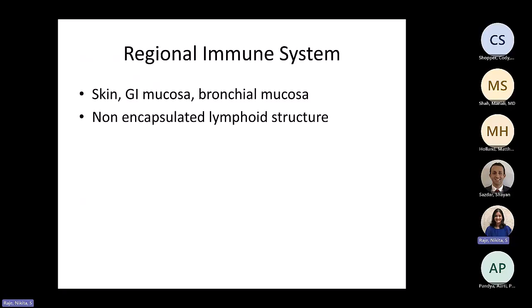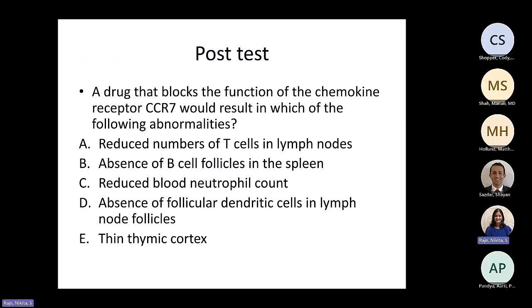There is also a regional immune system: skin, GI mucosa, and bronchial mucosa can all have lymphoid tissue. That lymphoid tissue does not have the kind of encapsulated structure that some of the other lymphoid organs have. All right, so that's about it.